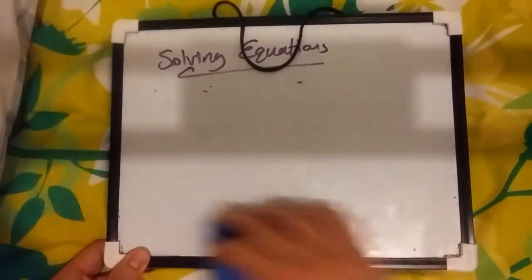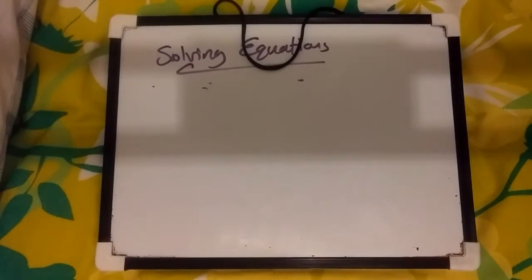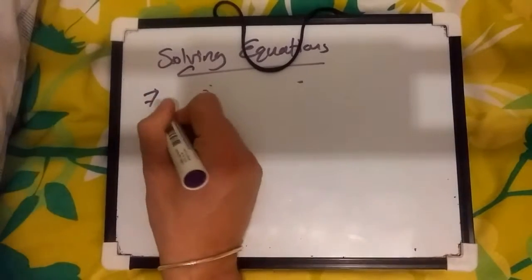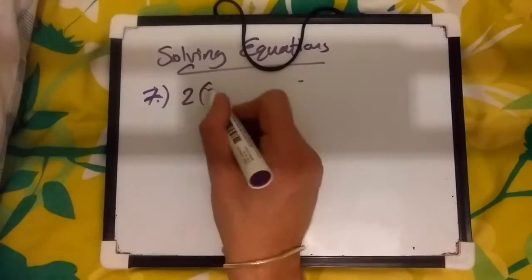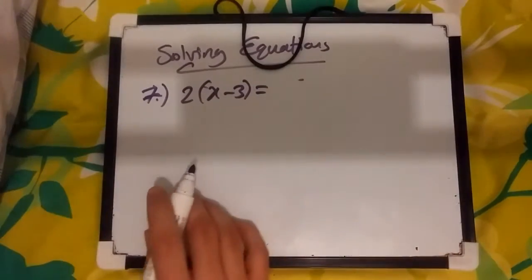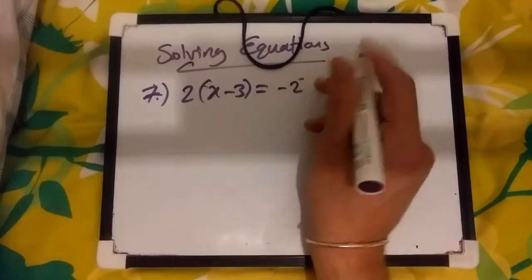Alright, moving on. Now we're going to step up a bit, so now we're going to add brackets. Let's try number 7. This one is going to be 2 bracket x minus 3 equals minus 2.